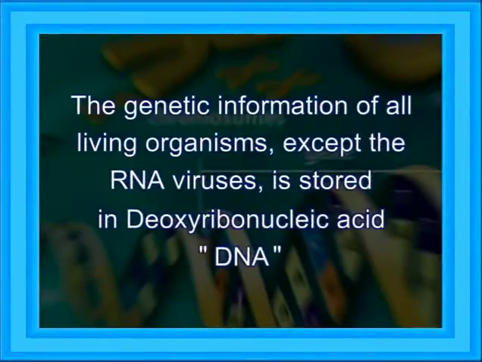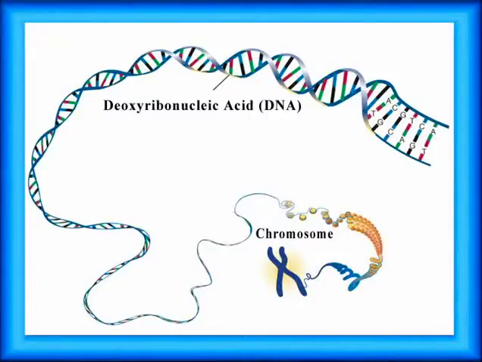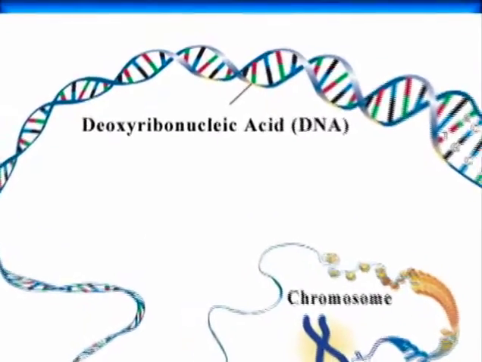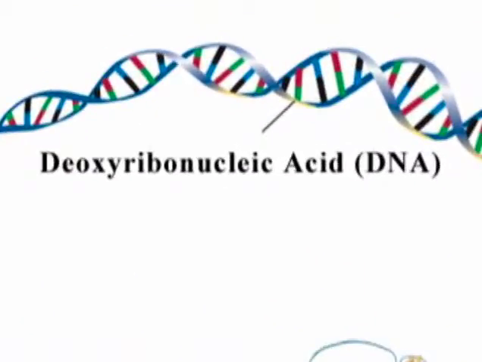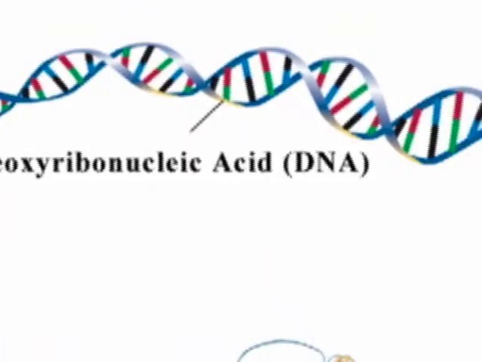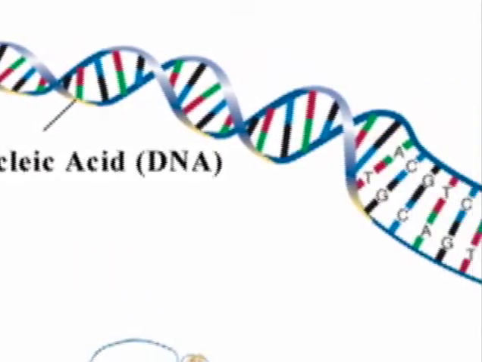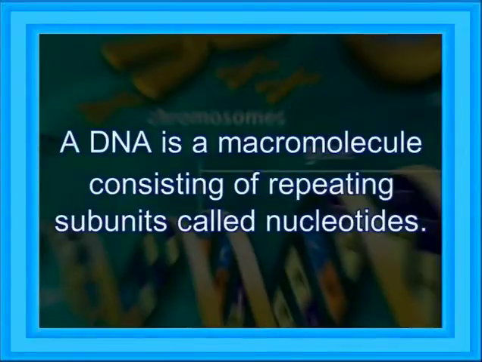The genetic information of all living organisms except the RNA viruses is stored in deoxyribonucleic acid, that is DNA. What then is the structure of DNA, and what features of the structure of DNA allow the transmission of genetic information from generation to generation? DNA is a macromolecule consisting of repeating subunits called nucleotides.